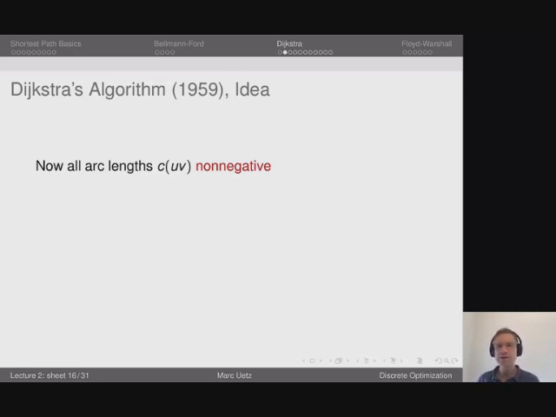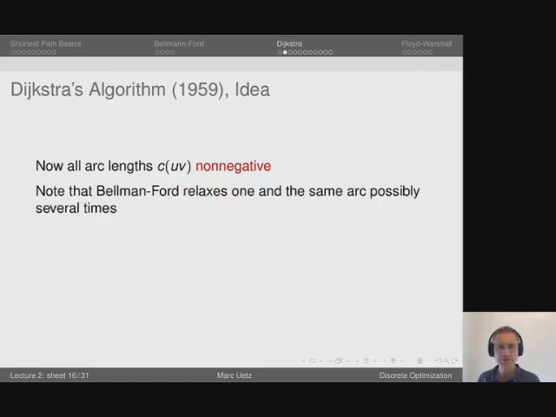And the first insight is that when you think of the Bellman-Ford algorithm, it actually relaxes all the edges in each iteration. And that also has as a consequence that along some of the edges, we are actually making a correction step along the one and the same edge, maybe several times. So let me explain what I mean. The claim here is that the Bellman-Ford algorithm relaxes one and the same arc possibly several times. And here by relax, I actually also mean that it needs to do an update step.